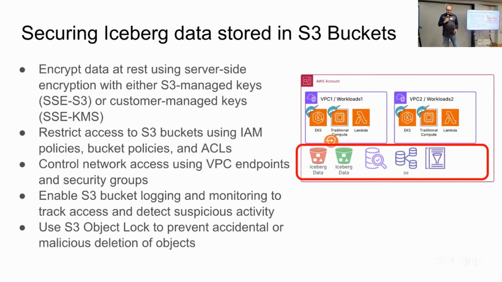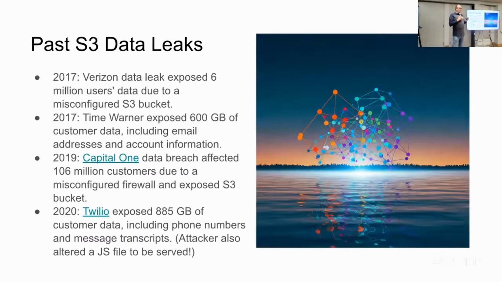All right, so let's talk a little bit about S3 data leaks. It happened before, it's going to happen again. It's going to happen less, but it's still going to happen. In 2017, a Verizon data leak exposed 6 million users' data because of a misconfigured S3 bucket. If they had maybe a VPC endpoint, if they were just accessing from that VPC, they still wouldn't have been exposed, even if they opened it to the world in the bucket policy. So it's a different layer that was protecting it.